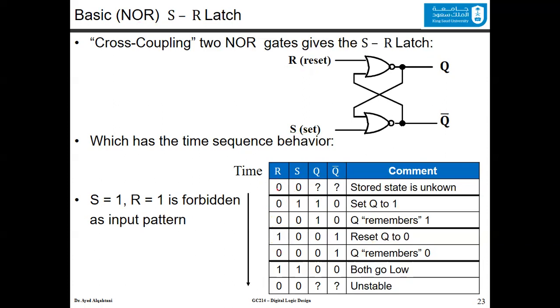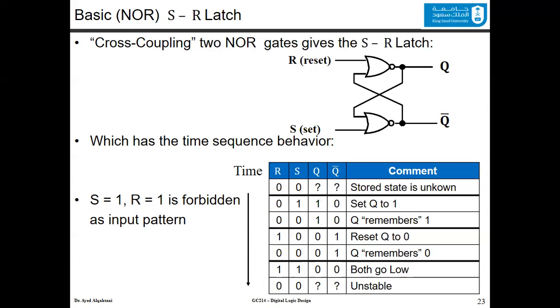So we started as 0, 0. We are saving a value that is unknown. And then we did the set. The value of Q became 1. And then we saved it. It becomes 1. We reset. It was 0. And then we saved it. And we kept it as 0. Now, the forbidden case here is when S is equal to 1 and R is equal to 1.